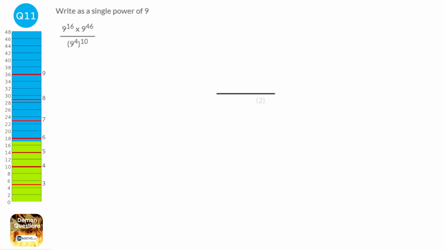We're going to start by looking at the numerator and the denominator separately. So looking at the numerator first, we've got 9 to the power of 16 times 9 to the power of 46. Now, when you have two powers of the same base, so they're both 9, base 9, but base is the big number, then what you can do is you can add the indices. So we're going to do 16 plus 46, which is 62. So it's 9 to the power of 62.